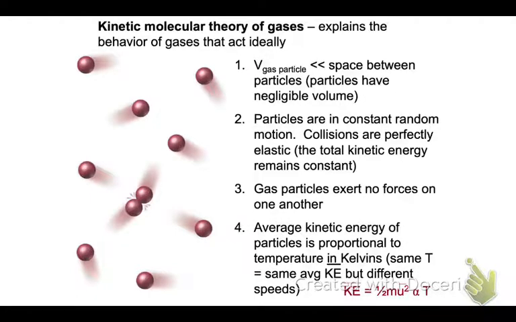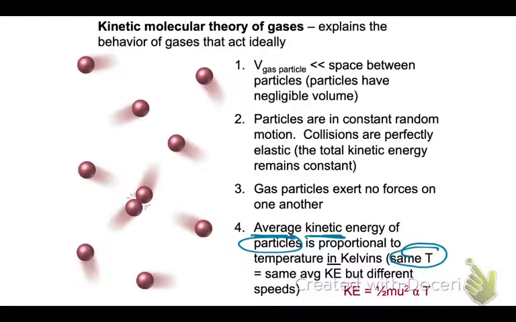Why? Because kinetic energy depends on two things, the speed and the mass. So the heavy ones will have lower speed, and the light ones will have high speed. What they do have is similar average kinetic energy. Average kinetic energy, okay? Every word here matters.